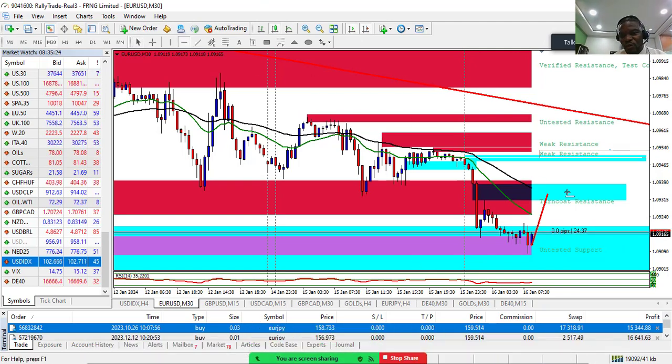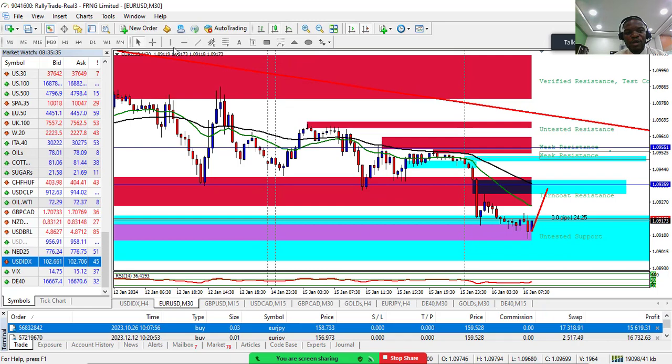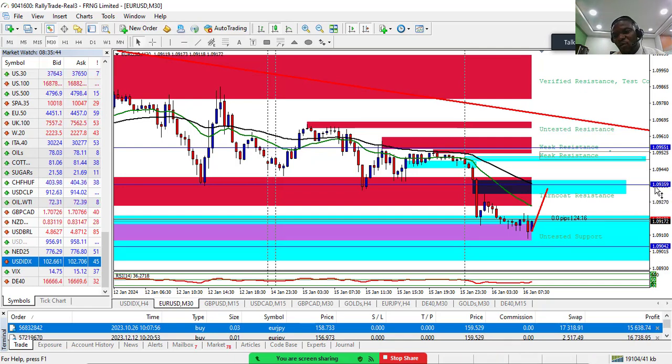If you're selling somewhere around here, your stop loss should be above the high for today, then your take profit can be below the present low, because usually the market might want to come and take out this low. So you are selling around 1.09390 or 1.09359, your stop loss at 1.09551, take profit at 1.09042.